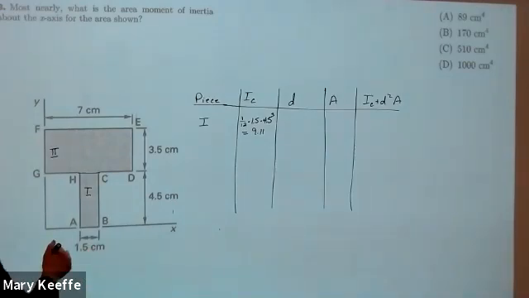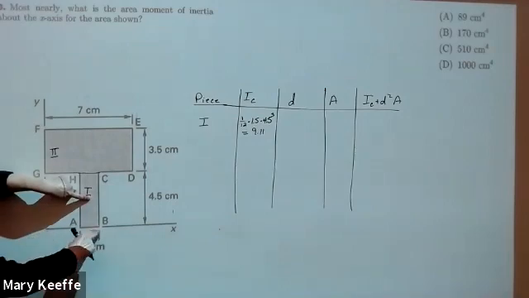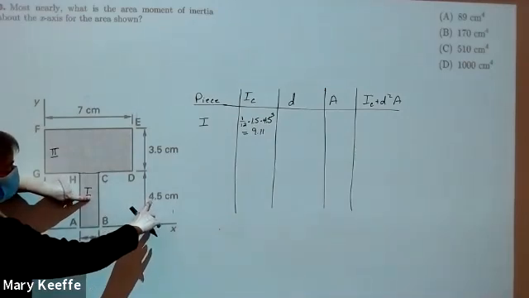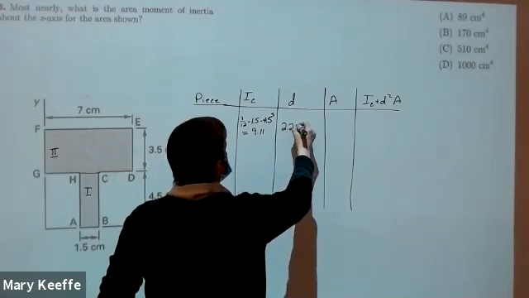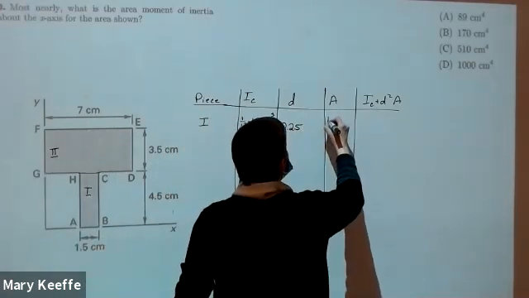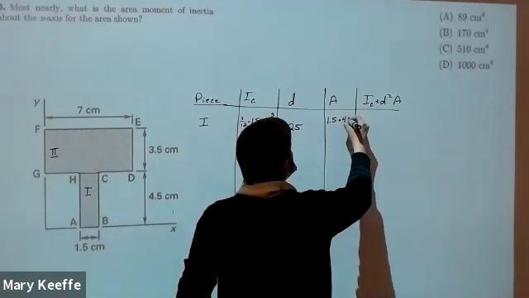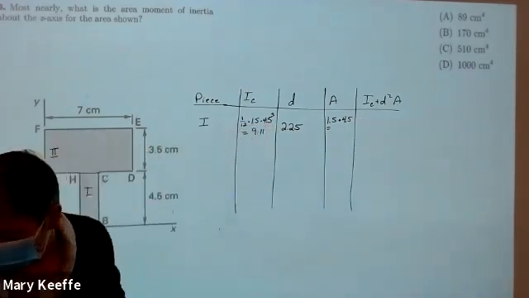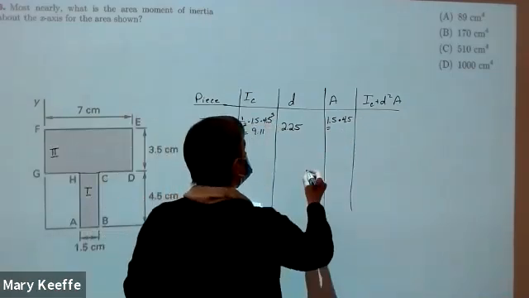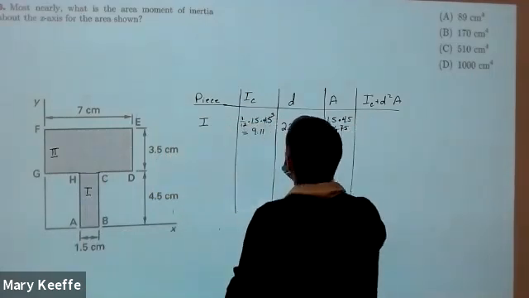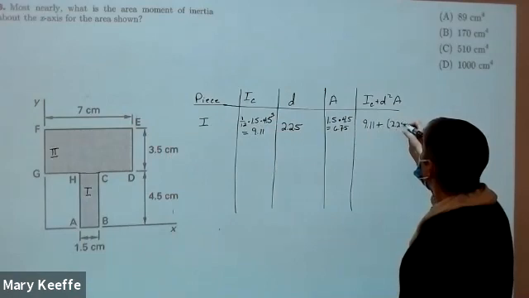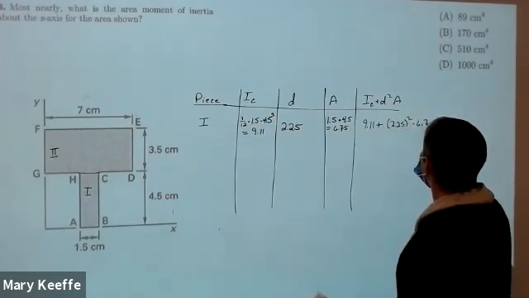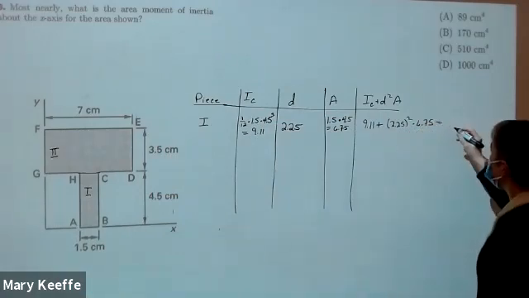Okay, so that is through this axis right here. So I need to know how far it is from the center of that rectangle down to the x-axis. So this would be 2.25 from here down to here. So this is 2.25. The area would be 1.5 times 4.5. Yep, 6.75. Okay, so this over here would be 9.11 plus 2.25 squared times 6.75. I got 43.2.